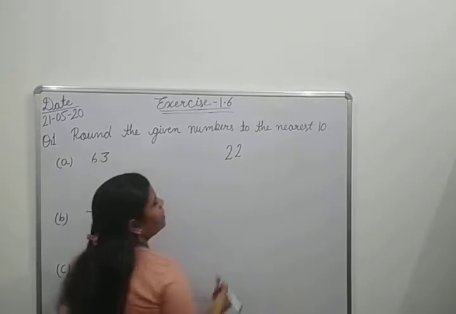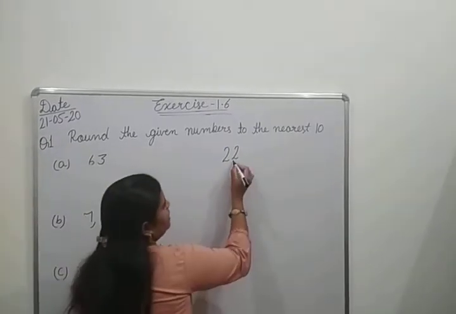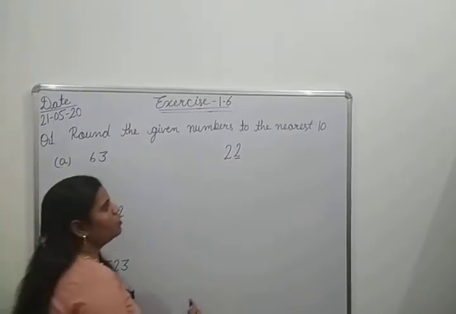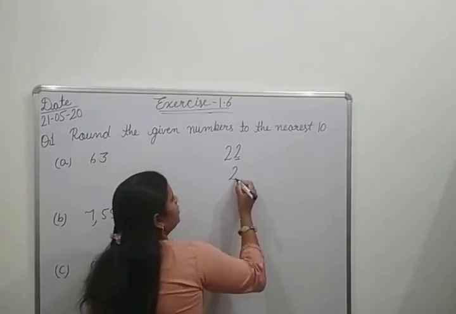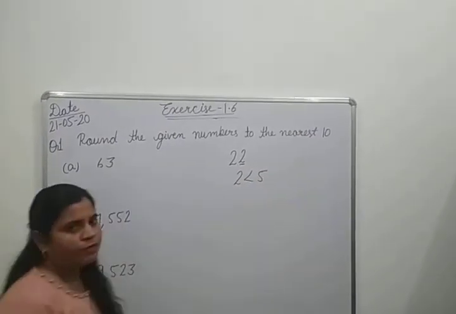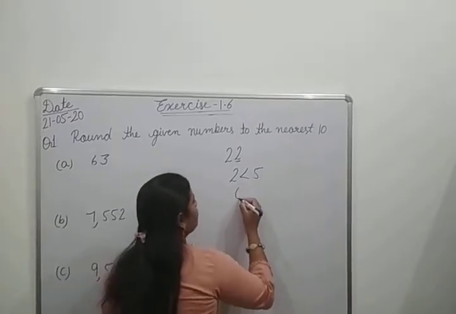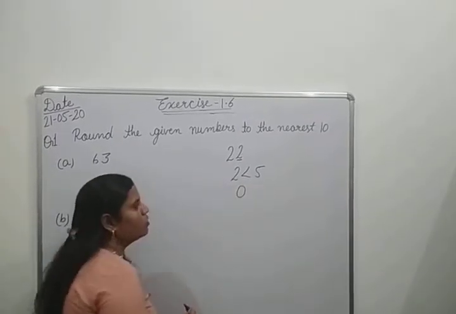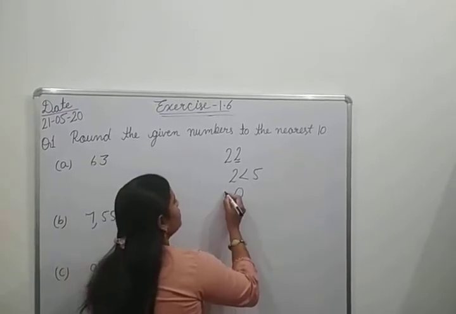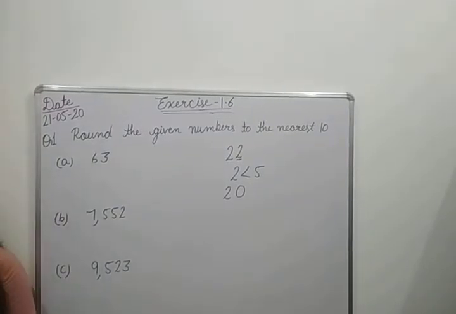Now, suppose that we are taking 22. We are finding the nearest tens of 22. What do we do firstly? We will check our ones digit. Here our ones digit is 2. 2 is less than 5. We always compare with 5. So what do we do? We put 0 on the ones place and keep the remaining digits the same.